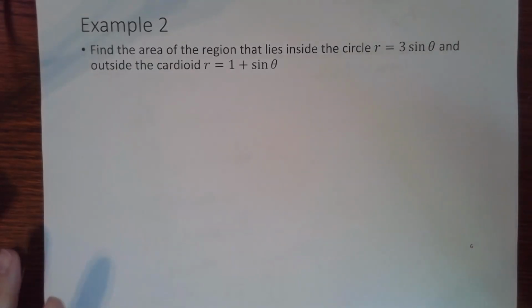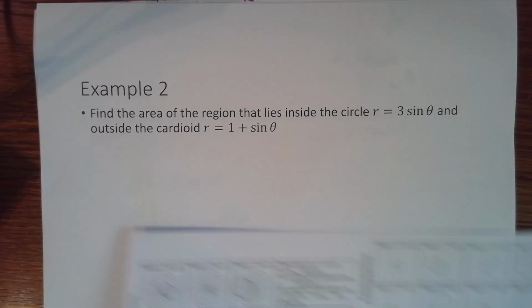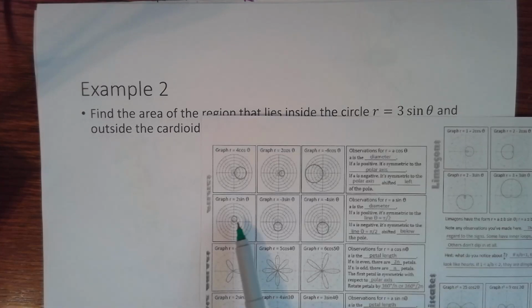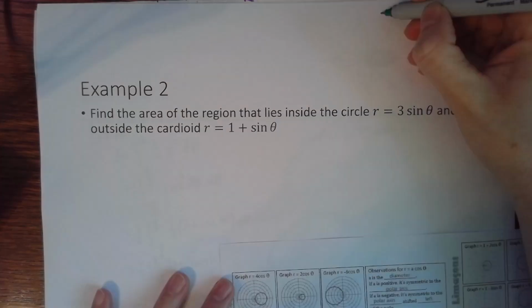In the next example, we'll look at finding the area inside the circle r equals 3 sine theta and outside the cardioid r equals 1 plus sine theta. All right, so probably it's a good idea for us to graph this. So the circle r equals 3 sine theta. Looking at our circles, it's going to be very much like r equals 2 sine theta, but instead of having a diameter of 2, it'll have a diameter of 3, symmetric around the line theta equals pi over 2.